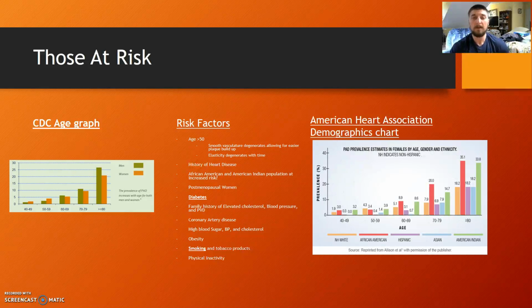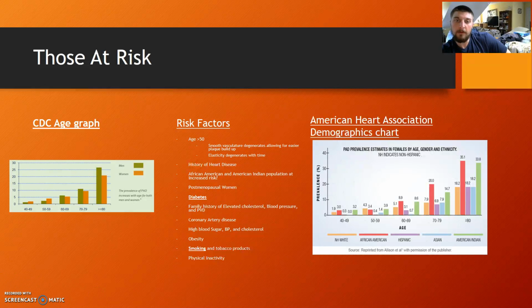I pulled it off their website, but it just shows the prevalence of PAD in men and women based on age. So you can see when you're 40 to 49, you have a relatively low chance of developing peripheral artery disease. However, by the time you're 80, those rates jump up to 20 and 25% respectively. So that leads us to believe that age is very much a leading cause of PAD.